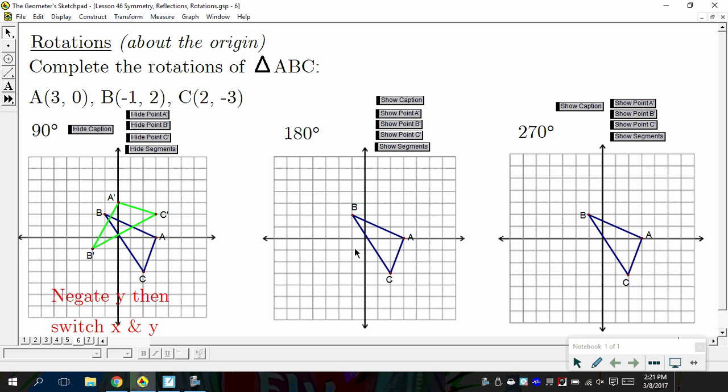If I want to rotate 180 degrees using the paper method, you can just turn your paper 180 degrees, or you can negate the x and y values and draw your new coordinates. So 3, 0 becomes -3, 0. -1, 2 becomes 1, -2. And 2, -3 becomes -2, +3. And we have our 180 degree rotation.